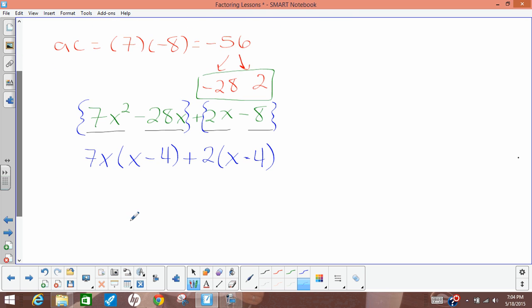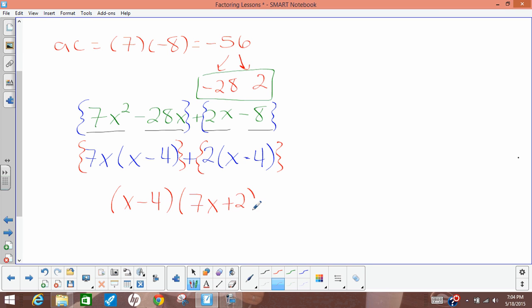We have one more step. We can factor out a greatest common factor between these two terms. I now only have 2 terms. Terms are separated by this plus sign. Each of them has x minus 4 in common. That's their greatest common factor. When I divide each of these terms by x minus 4, I'm left with 7x plus 2. So our whole trinomial factored is x minus 4 times 7x plus 2.